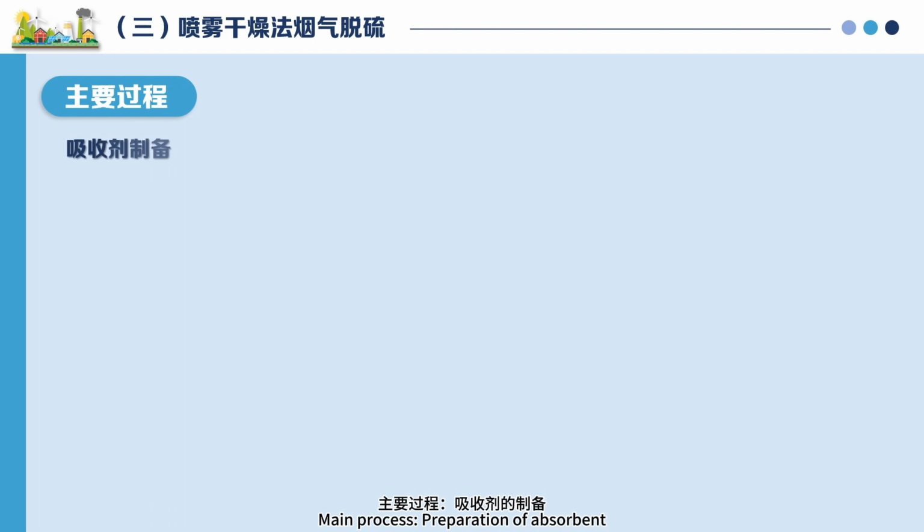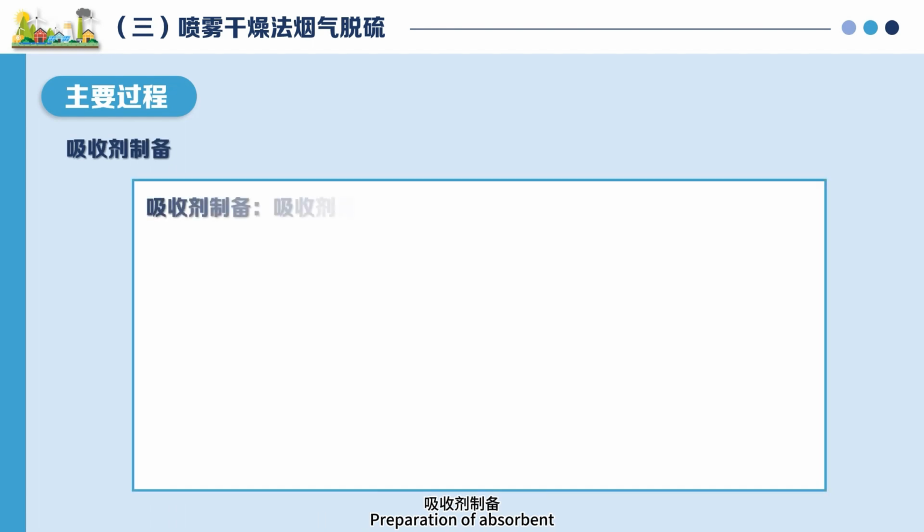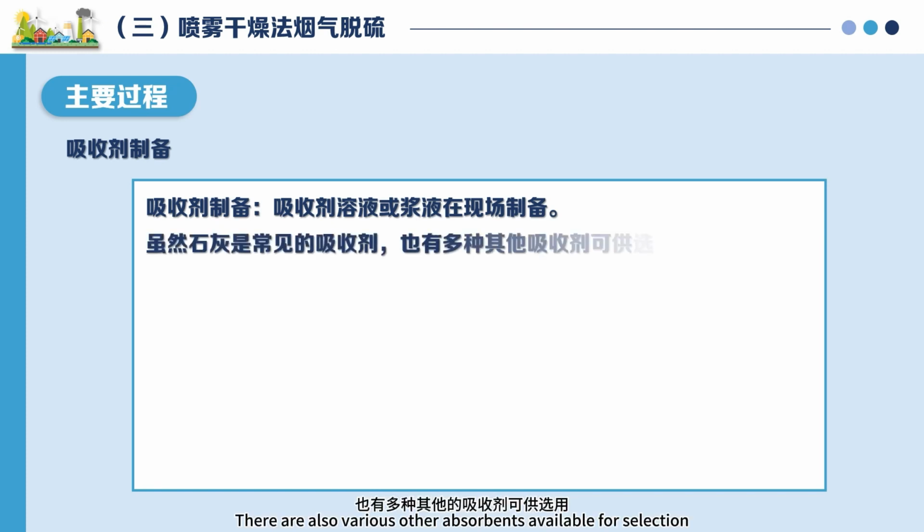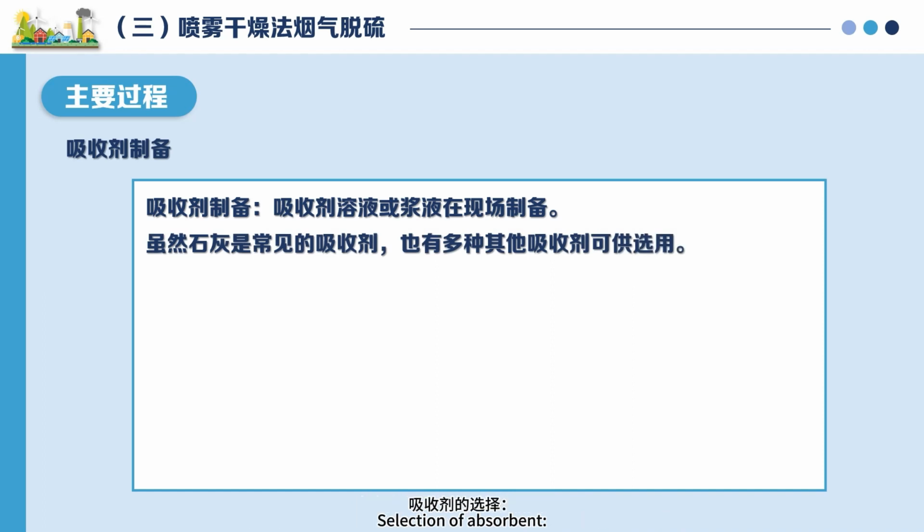Main process: preparation of absorbent. The absorbent is a solution or slurry prepared on site. Although lime is a common absorbent, there are also various other absorbents available for selection. Selection of absorbent will depend on whether it is easy to obtain locally, and on price factors.